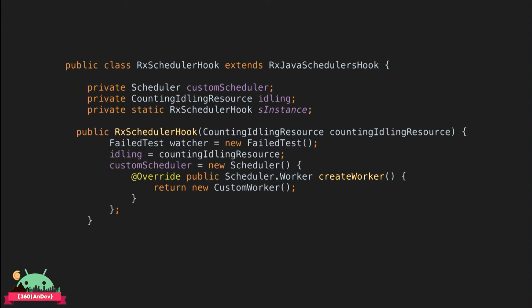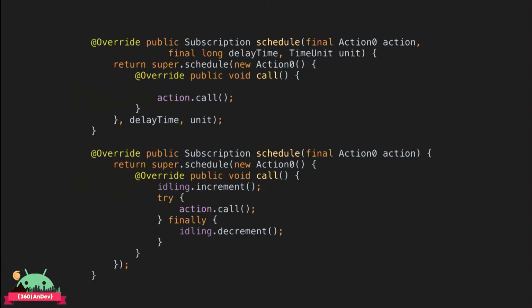But to be fair, a lot of people nowadays are using RxJava, so we are not using executor service. And with RxJava, the idea is very similar. I can create the same class. You have the RxJava schedulers hook that allows you to inject different schedulers into your app, among other things. So I can use the same idea and create my counting idle resource, with the same technique, and I want to create a custom scheduler. This custom scheduler is going to create a worker, and this custom worker is where the magic is going to happen.